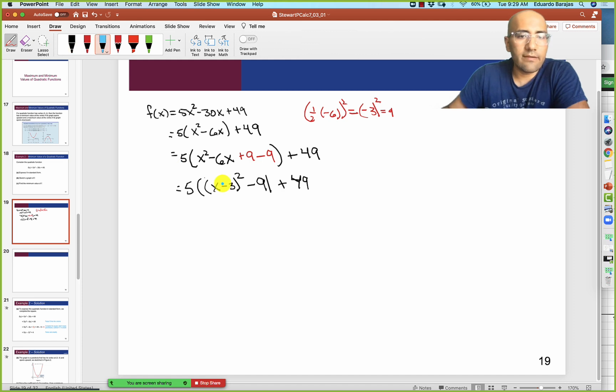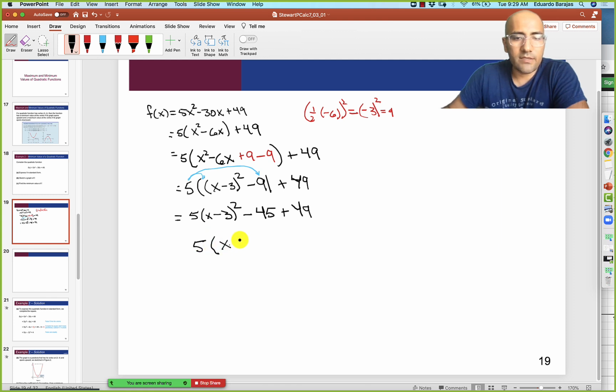Okay, then we distribute this 5. This 5 gets distributed onto here, and this 5 gets distributed onto here. And so we end up with 5(x minus 3) squared, minus 45, plus 49. So the whole thing is going to be 5(x minus 3) squared plus 4.